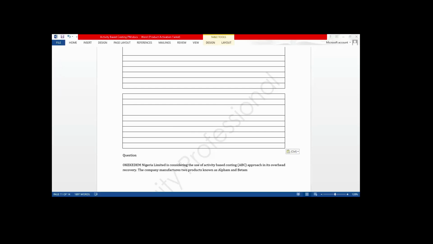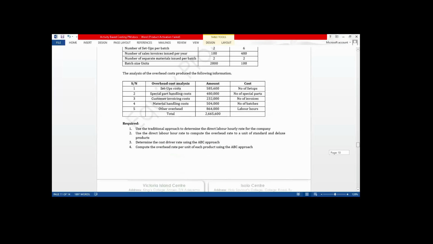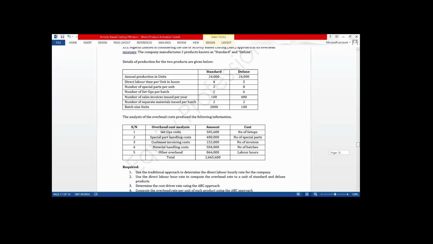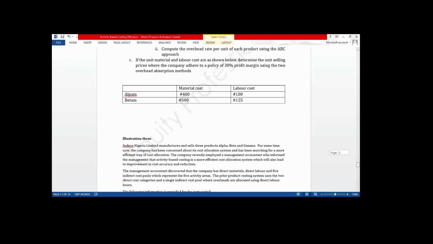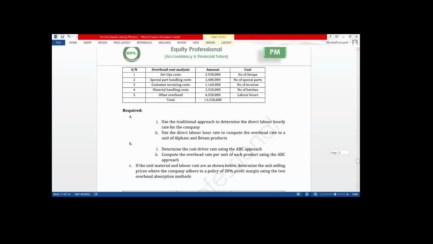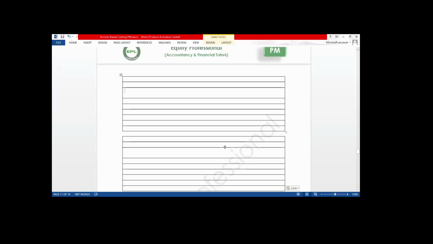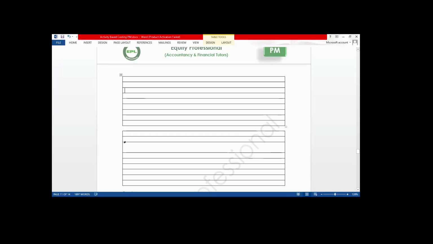We continue from where we stopped. We are looking at activity-based costing. We started this topic last week. We explained the concept of activity-based costing. A quick recap of our last discussion.